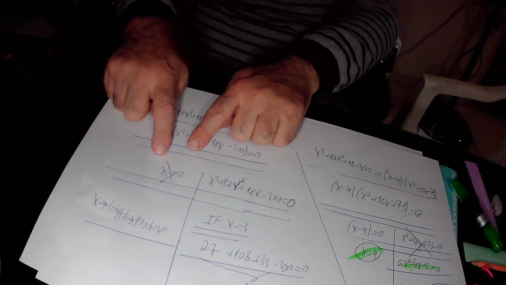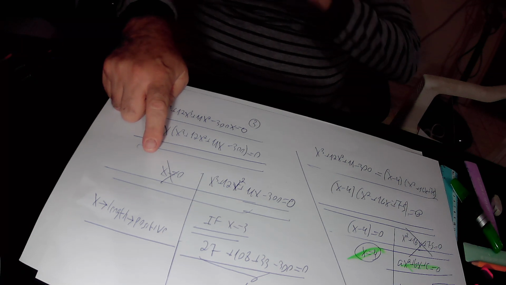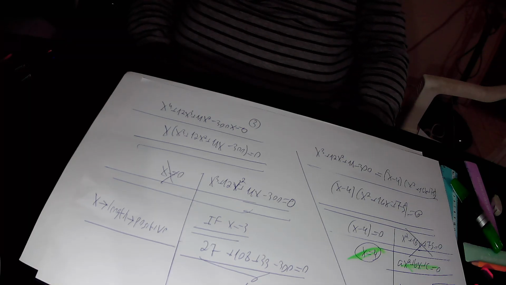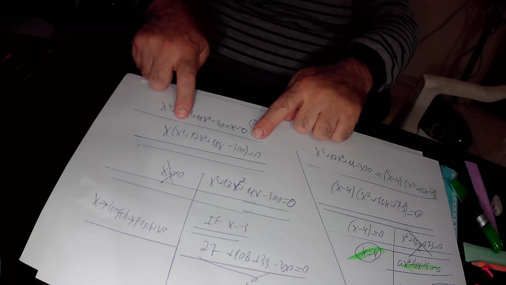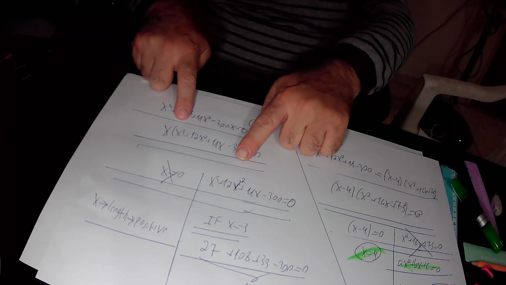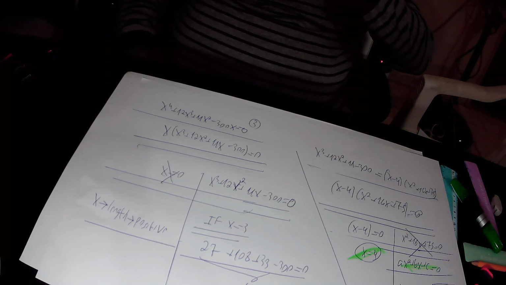So we cancel the solution for x because x can never be equal to 0. It must be a positive number. The other possibility for the solution of this equation is that the expression inside the brackets equals 0. That is to say, x cubed plus 12x squared plus 11x minus 300 equals 0.